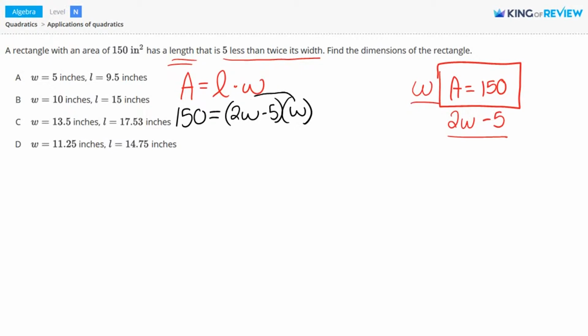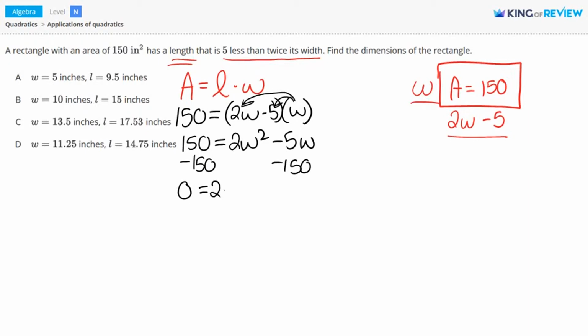So now let's distribute this w to each item within the parentheses. We get 150 equals 2w squared minus 5w. Now I want to get a 0 on one side of the equation, so let's move the 150 over to the right-hand side. I'll subtract 150, and now I have 0 equals 2w squared minus 5w minus 150.